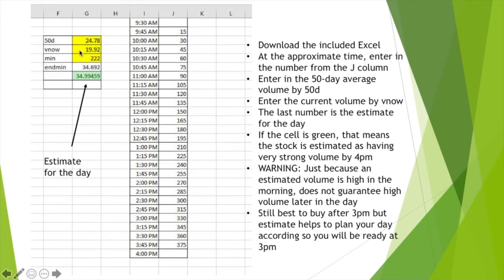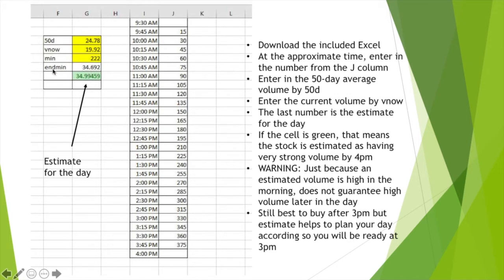And then you're going to look for the average volume, and you're going to go to minutes past. So what you do for minutes past is you go for the time that it is, and then you put the adjacent number in there. So if it was 10 o'clock, you put 30 in here. If it was 1:30, you put 240 in there. Okay, so you look at the time, and you look at the minutes past, and then you put that number in there. And if it's like 11:05, you just say 95 or whatever.